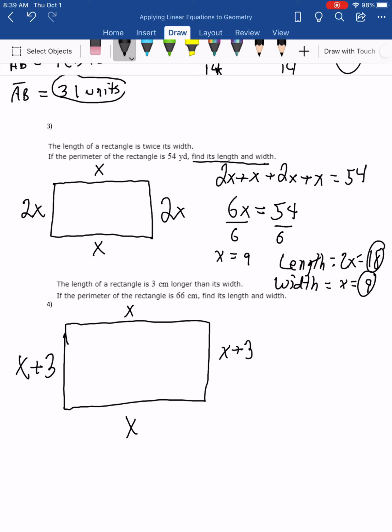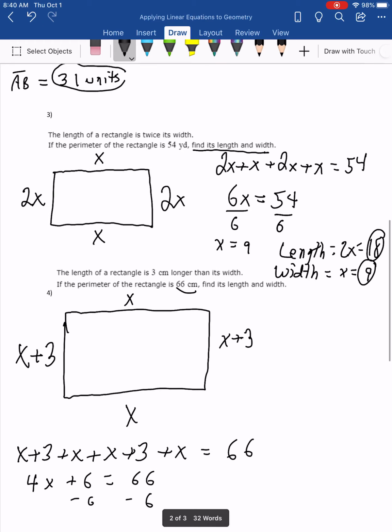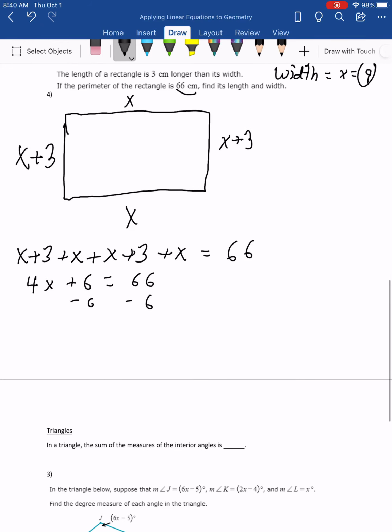And again, we're told the perimeter. That's going to be 66. So x plus 3 plus x plus x plus 3 plus x equals 66. So like terms, 4x plus 6 equals 66. 4x equals 60. x is 15.